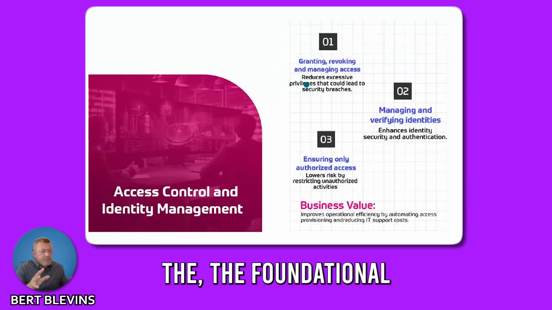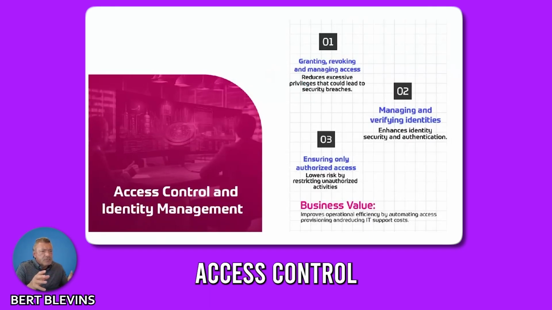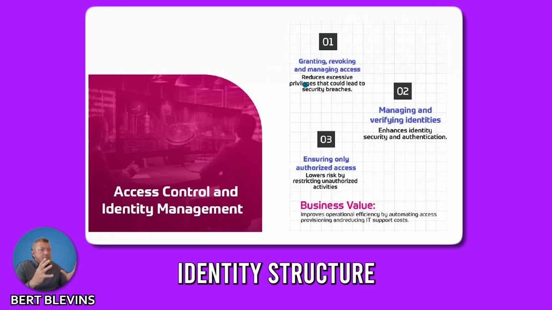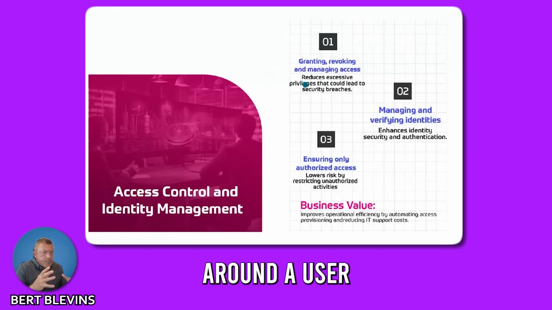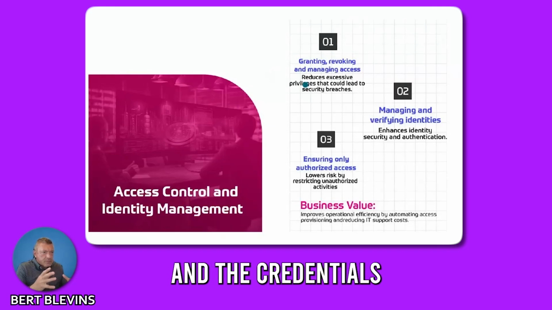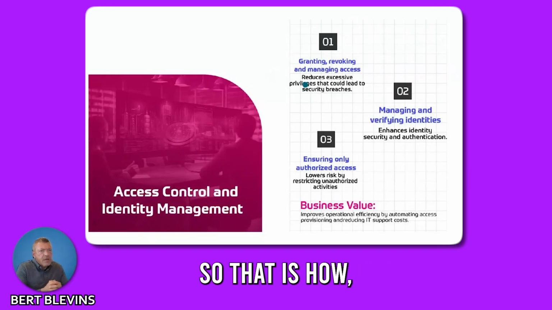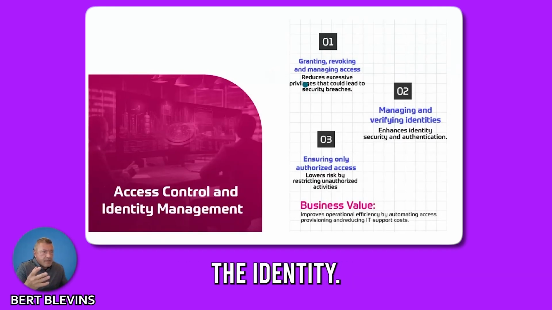The foundational layer of access control and identity management really involves the identity structure around a user and the credentials they're using within the system. That is the essence of privilege access management. It's all about the identity.